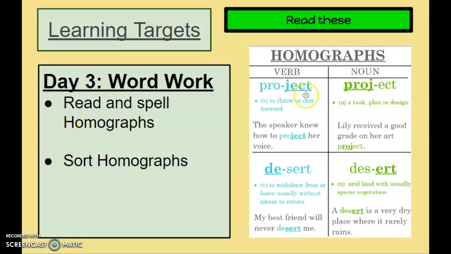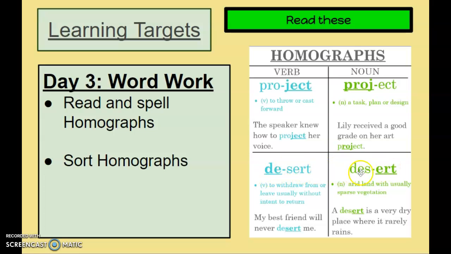Remember that placing emphasis or stress on different syllables in words that are spelled the same can make them have different meanings. So for example, project, project. That's a verb. It means to throw or cast forward. The speaker knew how to project her voice or make it loud. Project, project. That's a noun, a task, plan, or design. Lily received a good grade on her art project.